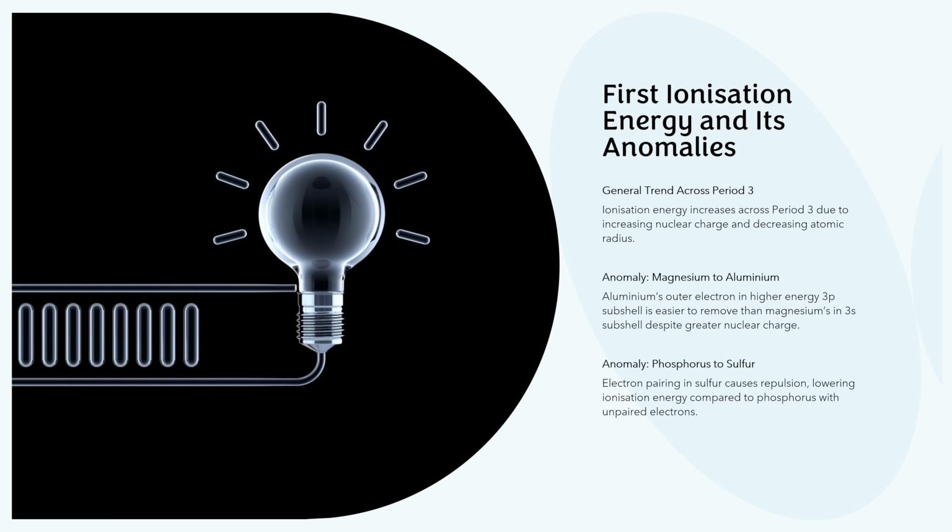The drop from phosphorus to sulfur is due to electron pairing. Phosphorus has 3 unpaired electrons in its 3p orbitals, whereas sulfur has 1 paired set, leading to increased electron-electron repulsion. This repulsion makes it easier to remove 1 electron from sulfur.